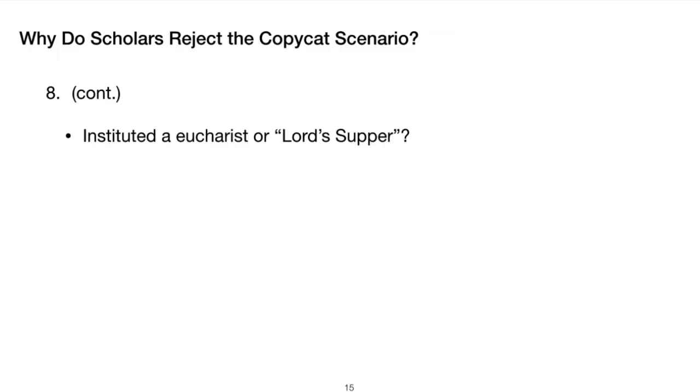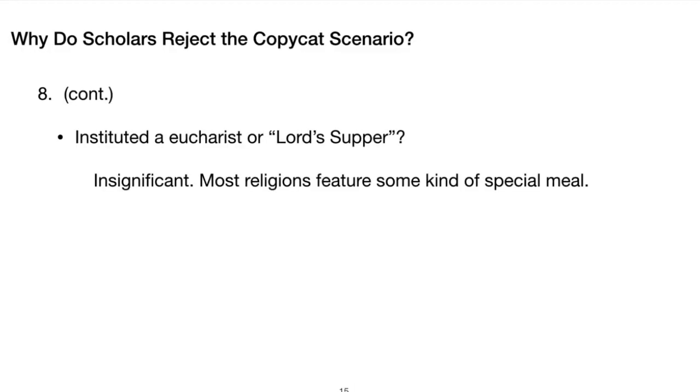Did he institute a Eucharist or a Lord's Supper? Well, even if he did, again, that's insignificant. Almost all religions have some kind of important ritual meal or spiritual meal, something that could be made in people's minds parallel to our Lord's Supper or the communion, right? But other than that, we recognize what is the origin of the Lord's Supper? What is the origin of what the Catholics call the Eucharist? This sacred meal or ritual meal that we engage in as Christians. What is the origin of that?